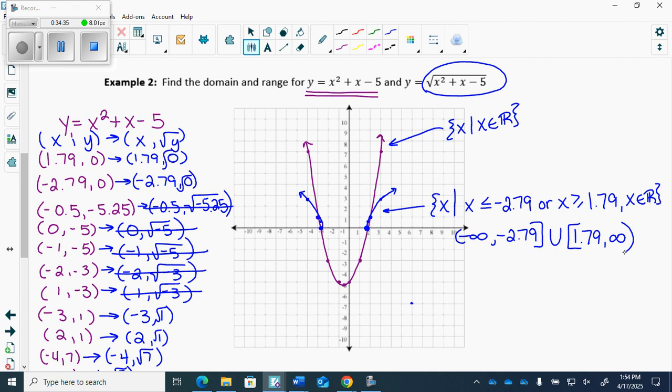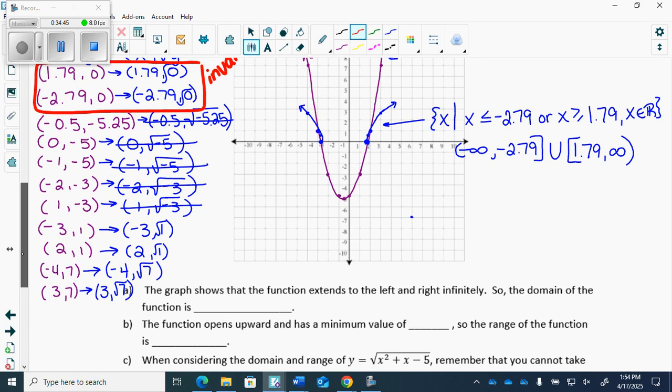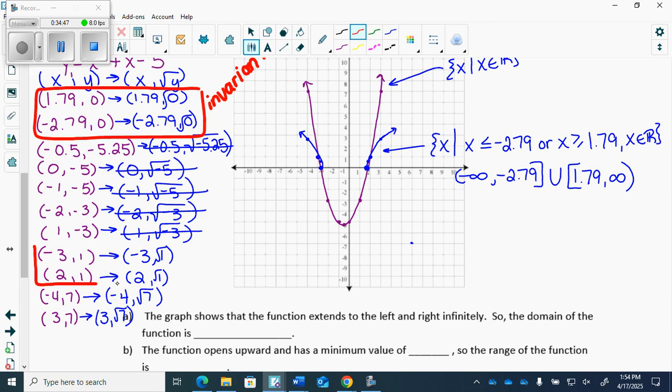The other thing to note is this is invariant. Very thick red marker. And these two are invariant. Because it happens when y equals what? 0. 0 and 1. 1 because y equals square root of 0 is 0. Square root of 1 is 1.